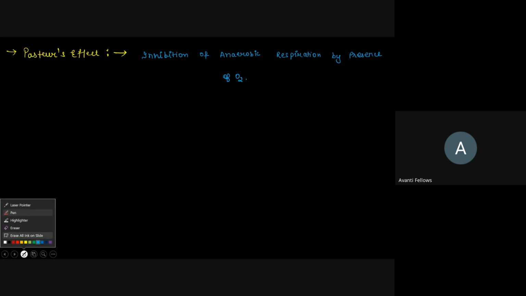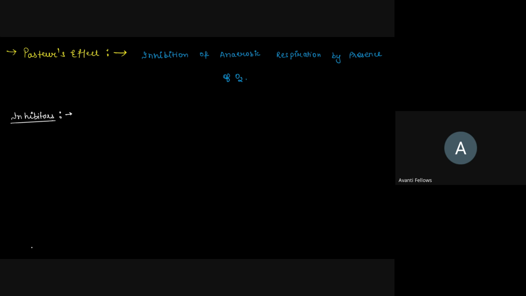This effect is known as the Pasteur effect. And also, another one is we have some inhibitors. What is the function of inhibitors? Inhibitors can be any chemical which can inhibit our respiration process at any step.